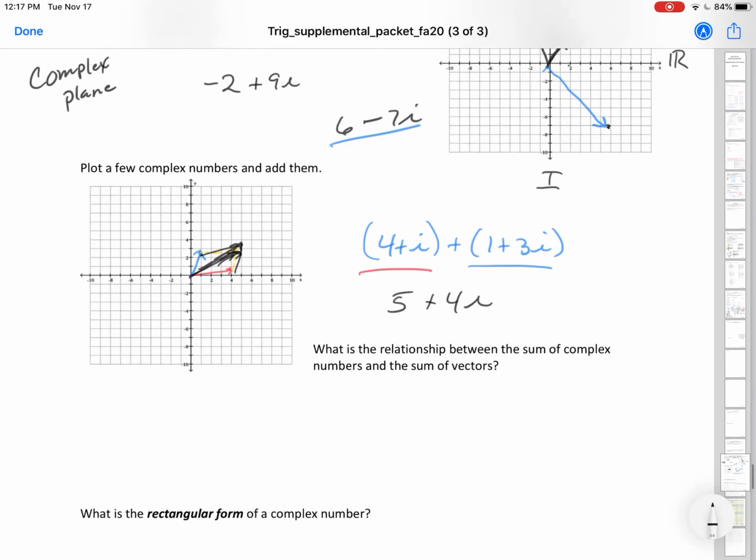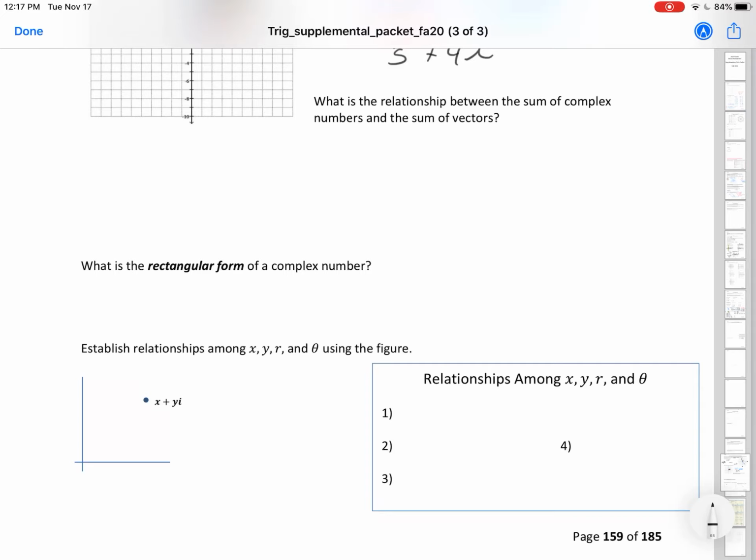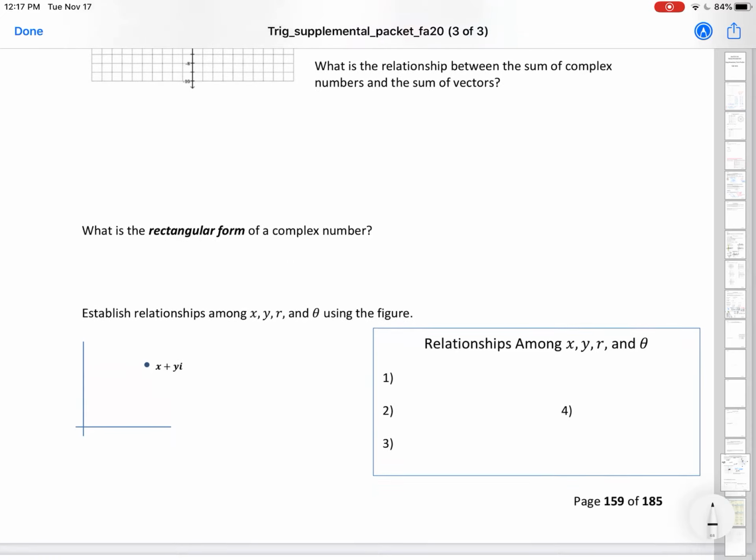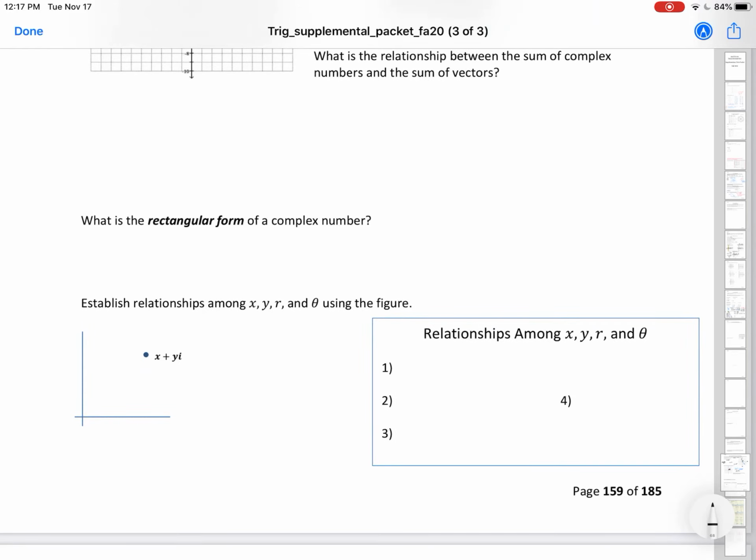The graphs, though, are necessary in order for us to get a relationship. So the rectangular form of a complex number, before we said a plus bi, we want to now call it x plus yi. That way it corresponds to an x and y.